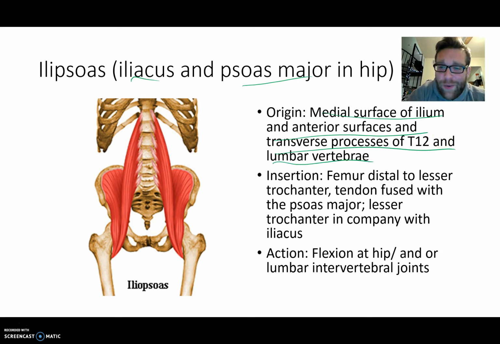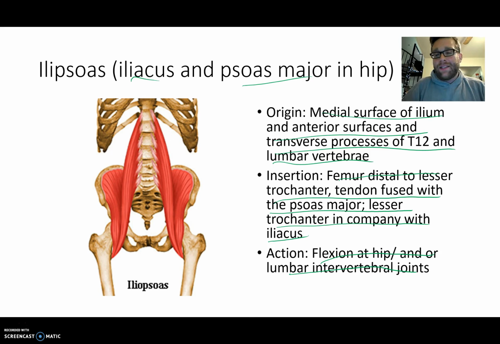So it's a pretty hefty origin, and it has a pretty hefty insertion: the femur, distal to the lesser trochanter, with the tendon fused to the psoas major, at the lesser trochanter in company with the iliacus. Okay, so that's a lot. Its main job is flexion of the hip and lumbar intervertebral joints. So it's actually pulling on your lumbar, so it's one of the reasons why you have that back support when you sit up.